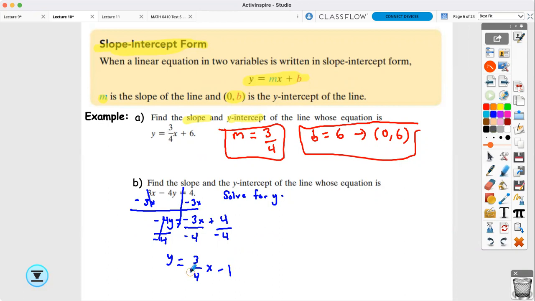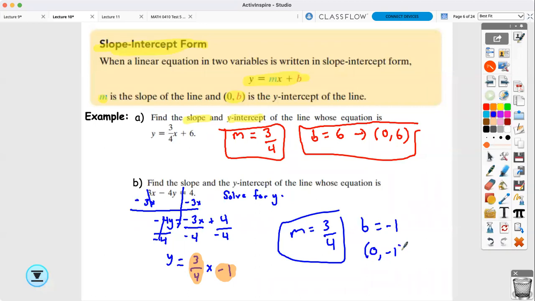Now remember, m is next to the x and b is by itself. So now let's go ahead and label these. So we know m equals 3/4. And here b is the number by itself, which is negative 1. But as a point, it'll be 0 comma negative 1. And we're done. This is how to convert it. What questions do we have on any of the work I did for A or B?